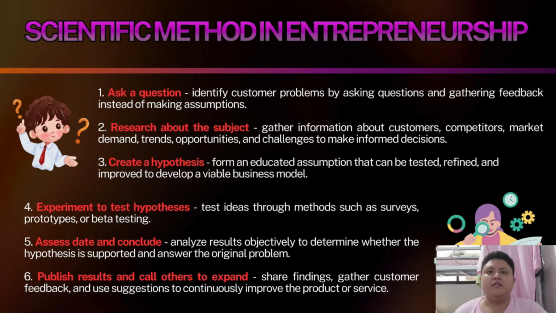After that, the entrepreneur experiments to test the hypothesis. The entrepreneur tests the idea through surveys, prototypes, beta testing, or small-scale trials. For example, the entrepreneur offers discounted printing packages for one week. The next step is to assess the data and conclude. The entrepreneur analyzes the result and determines whether the hypothesis is supported. For example, if sales increase significantly, the hypothesis may be confirmed.